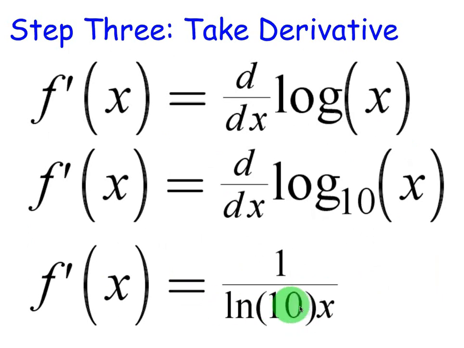ln of 10 is just a number, okay? It's probably around 3. So you could think of this derivative as somewhere around 1 over 3x, okay? I know it looks complicated, but this is just a number, ln of 10. Like I said, it's around 3.